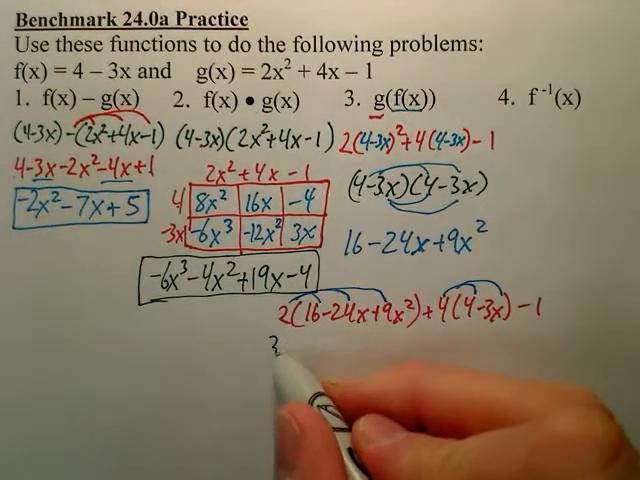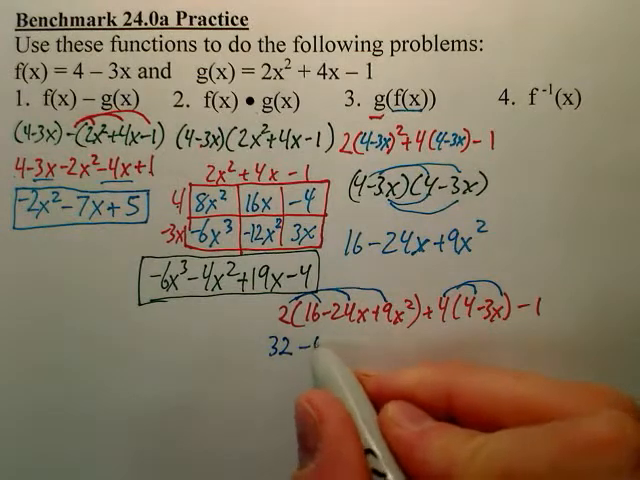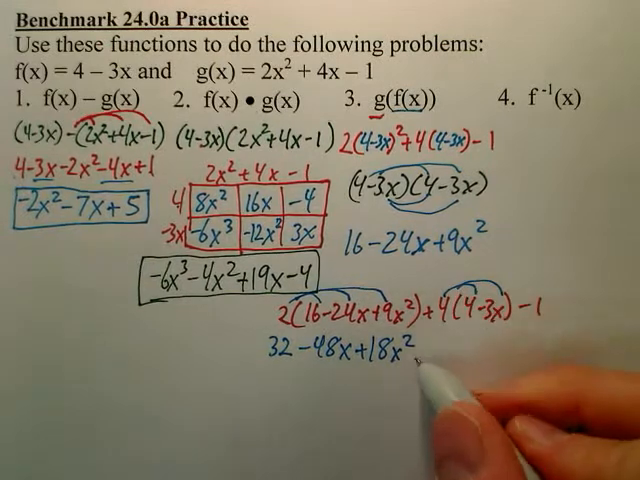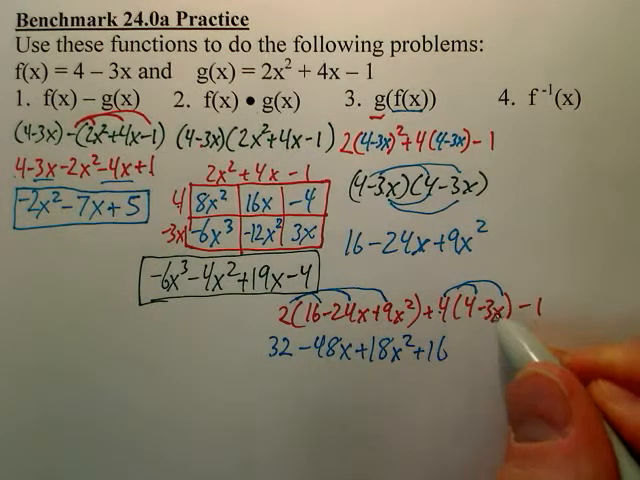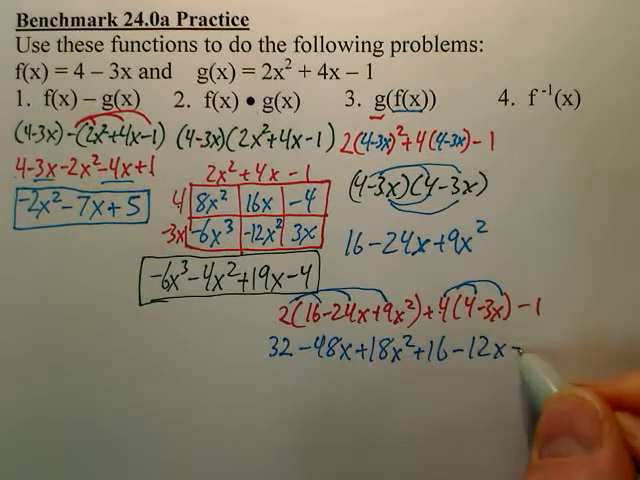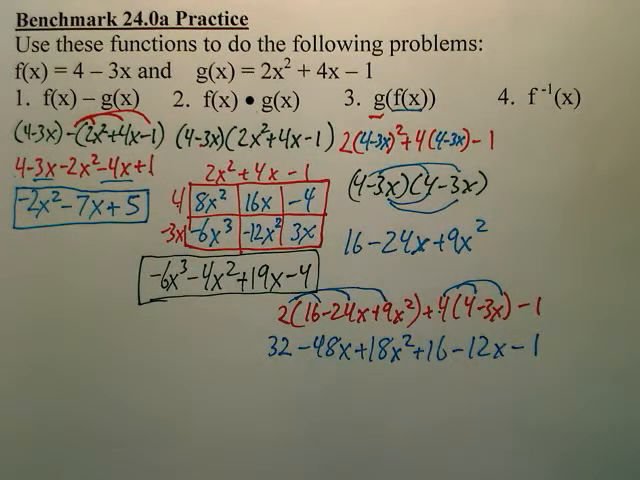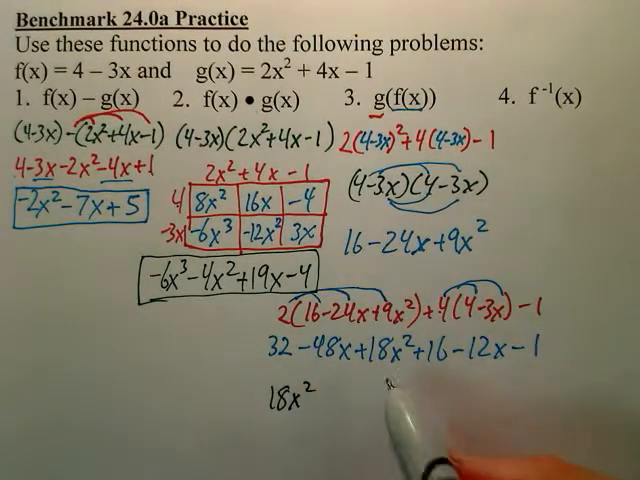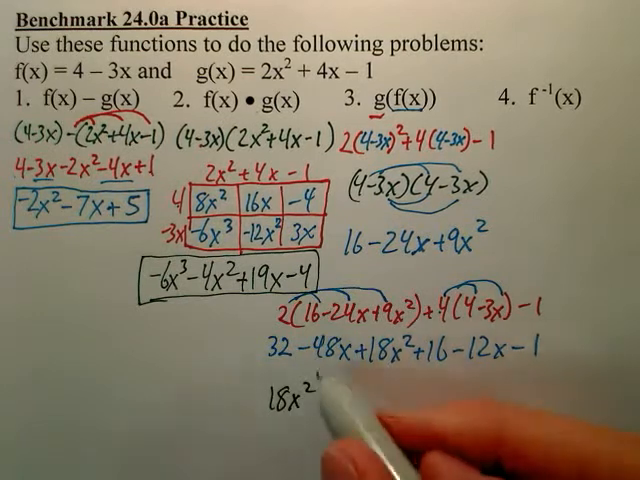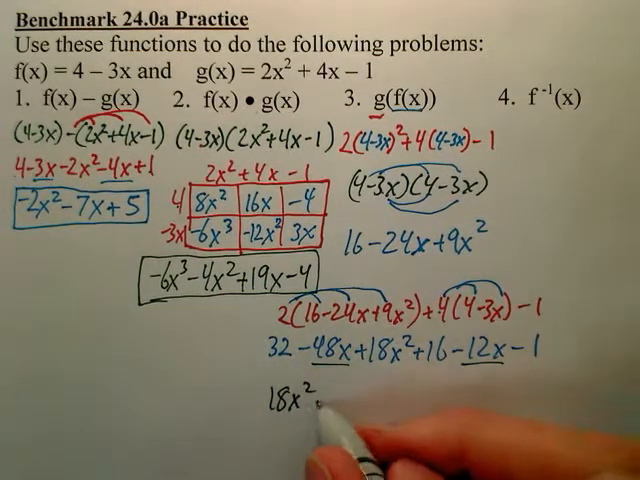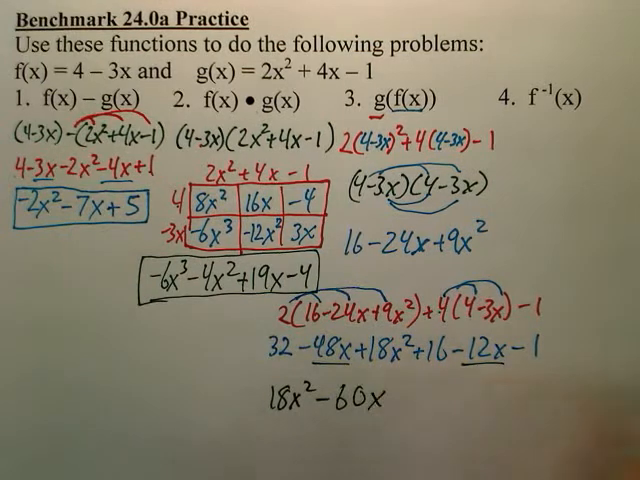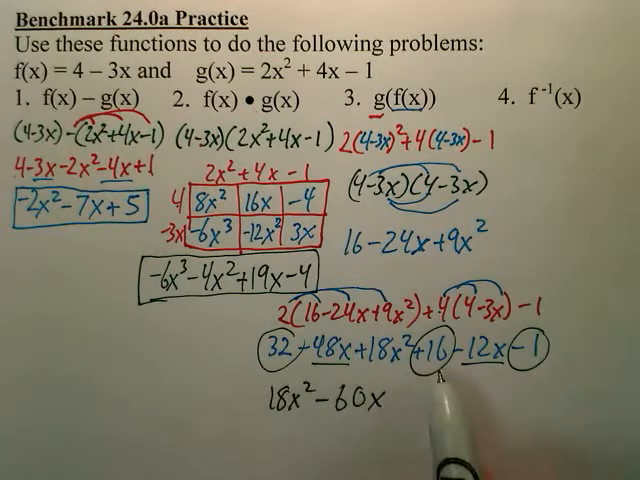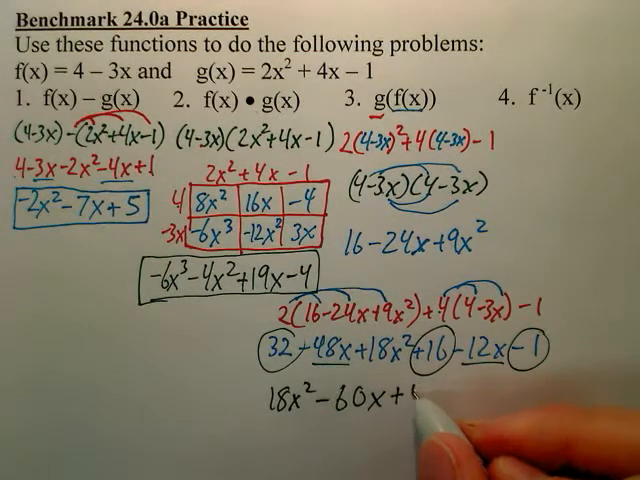When I distribute the 2, I get 32 minus 48x plus 18x squared. For this one, 4 times 4 is 16, and 4 times negative 3x is negative 12x. And don't forget the minus 1. A lot of people forget that last minus 1. Our highest power is 18x squared, so we take that first. Now we combine all the x's, which looks like negative 60x. And when I combine all these numbers, this plus this is 48 minus 1. Looks like it'd be 47.